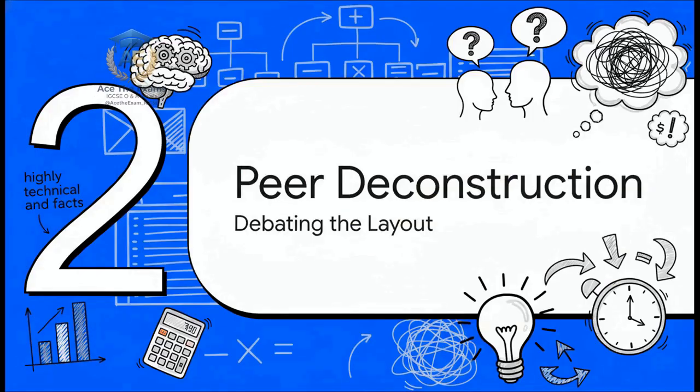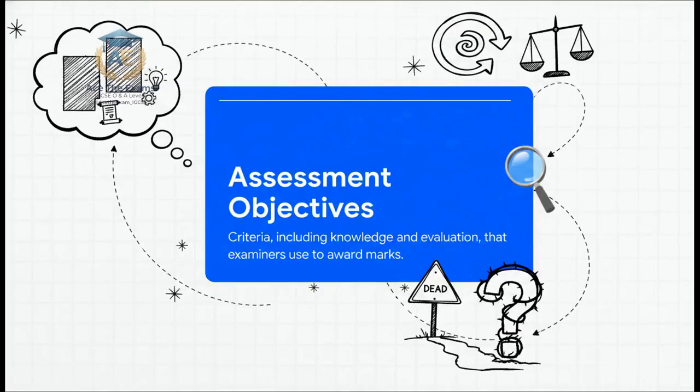Moving on to Section 2, Peer Deconstruction Debate. This is all about how you structure your layout. To really understand this, I want you to imagine two different types of students in a digital study suite right now. Let's call our first scholar Alex and our second scholar Sam. Alex is highly technical. He excels at formulas and facts, but struggles with open-ended evaluation.